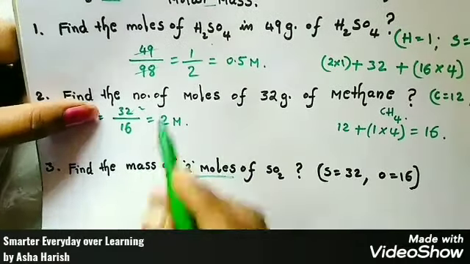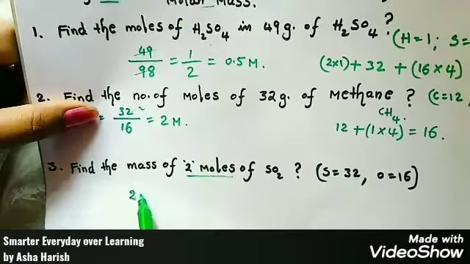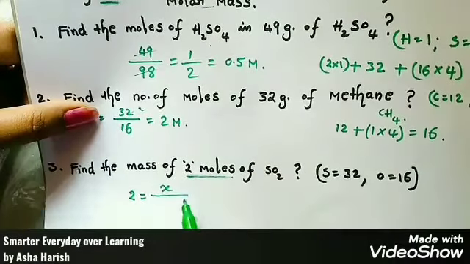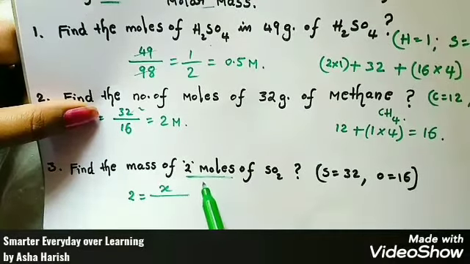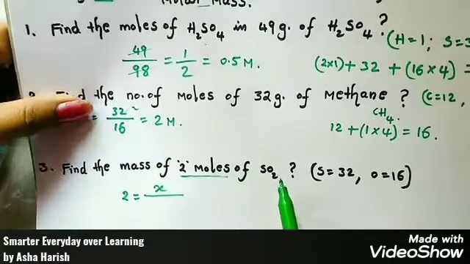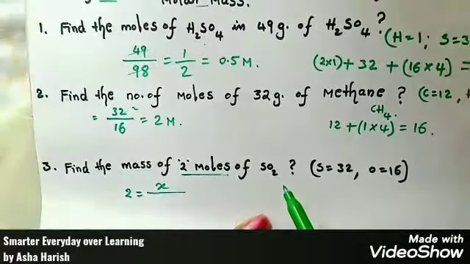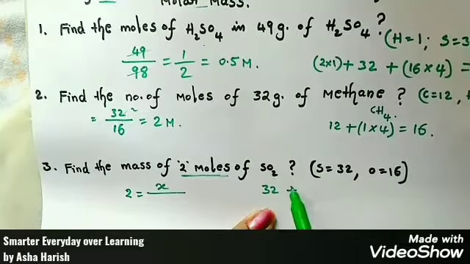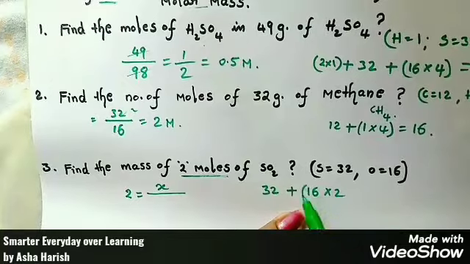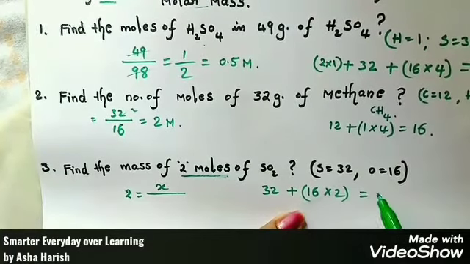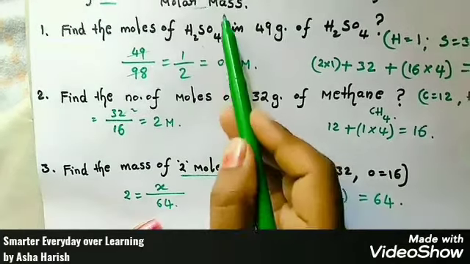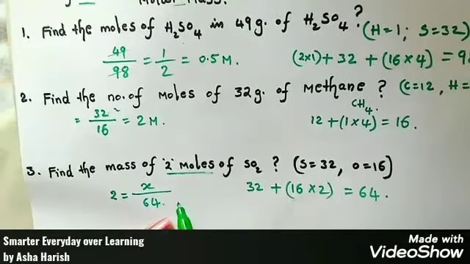Moles are given, so using this formula you should take 2 here, and the mass is what you have to find out, so take that as x. The molar mass you don't know, so you have to find the SO2 molecular mass. Sulfur is 32, plus oxygens, 2 atoms are present here, 16 into 2, that is 32. 32 plus 32 is 64. Here in the place of molar mass, you should take the number 64.